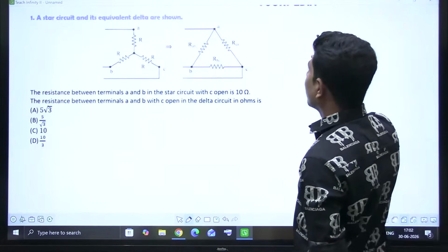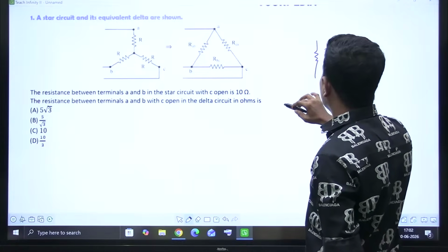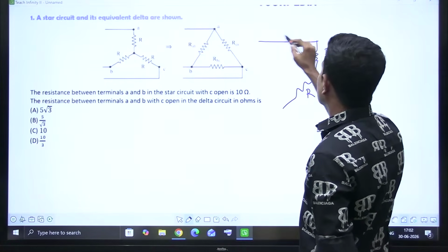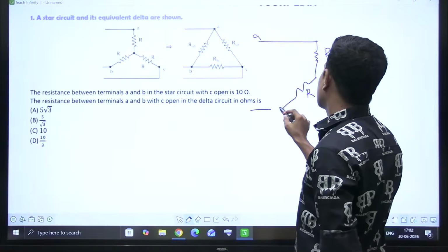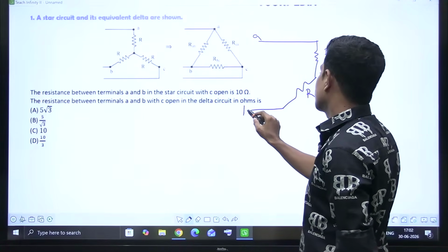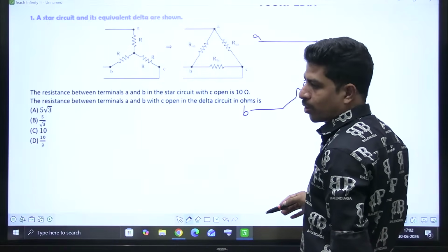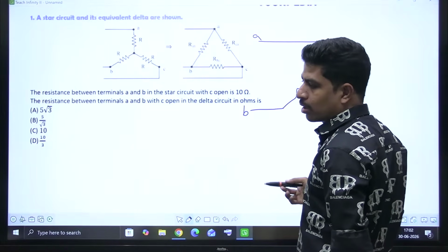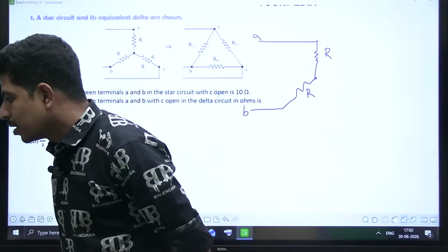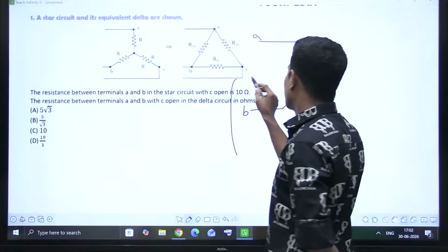Observe, this is R, this is also R, this is terminal A, this is terminal B. C left open means it is floating. Somebody else already answered, Jay Sai already answered. Okay, we'll solve it in detail.